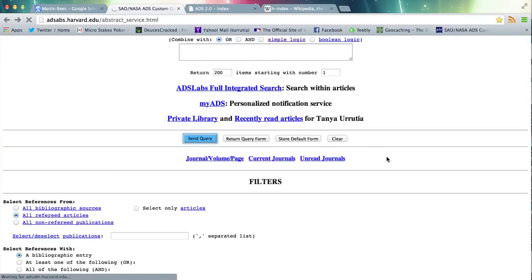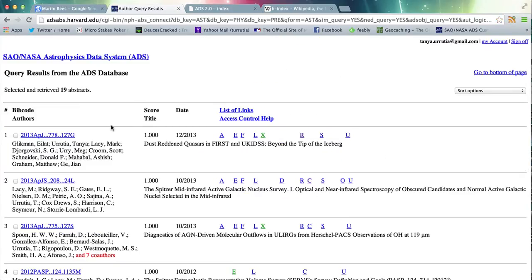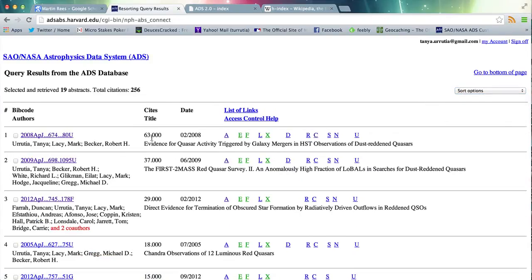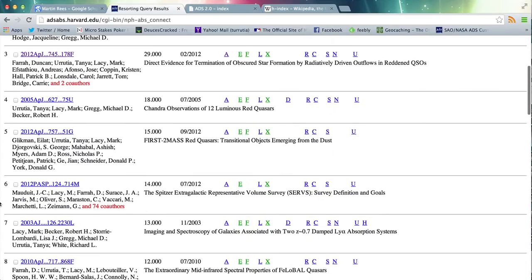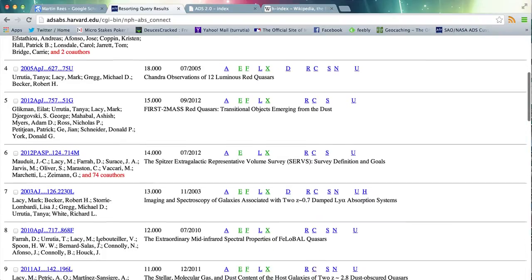And so it's searching for my refereed articles, and it says, okay, you got 19 abstracts, so 19 refereed papers. And so now you want to sort that by citations. So the highest citation gets posted first, and so my highest is the first one, then the second highest has 37, the third has 29, and so you move down, and the sixth has 14, 7, 13, 8, 12.